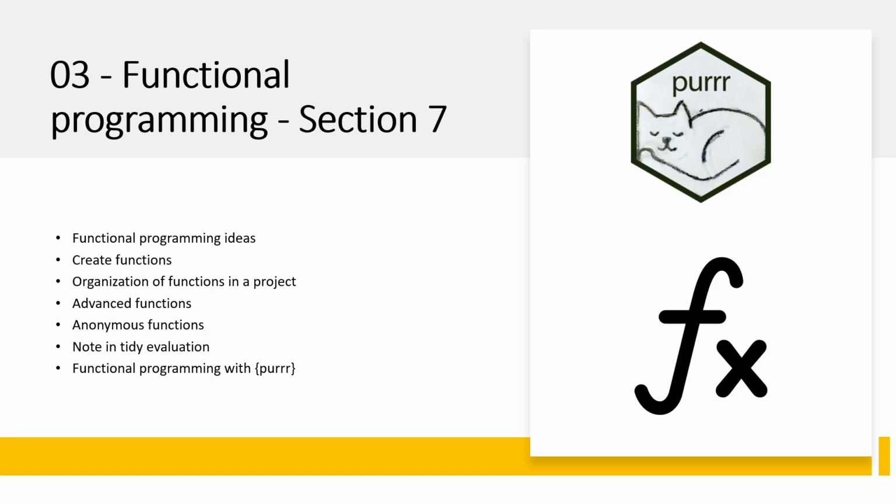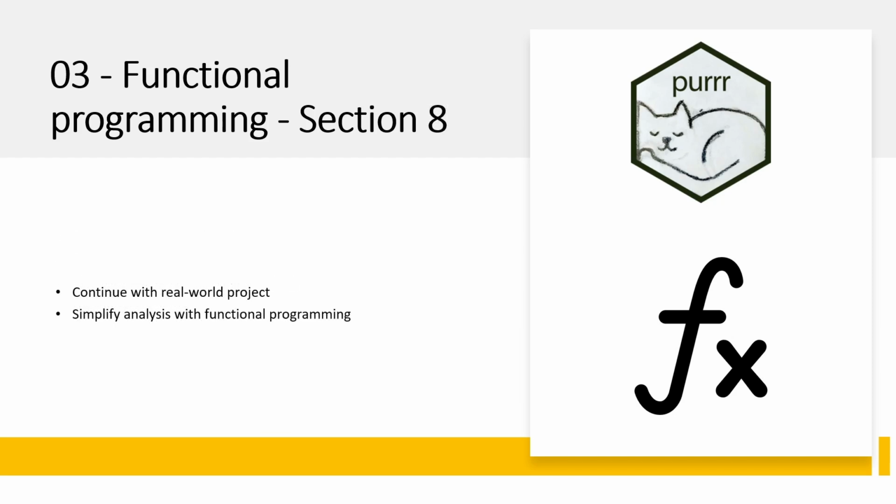The next part of the course is the part about functional programming using purrr. And here we go directly to section number 7, where we will learn the functional programming ideas. We will make a small comparison with object-oriented programming. We'll learn how to create functions in R, and how we should organize them inside a project. We will also learn how to create advanced functions and anonymous functions. We will have a note on tidy evaluation, and finally, we will learn how to do functional programming using purrr, and especially how to iterate with different functions using the purrr package.